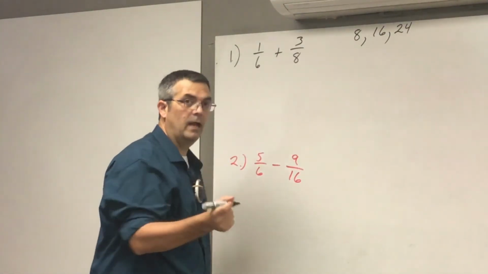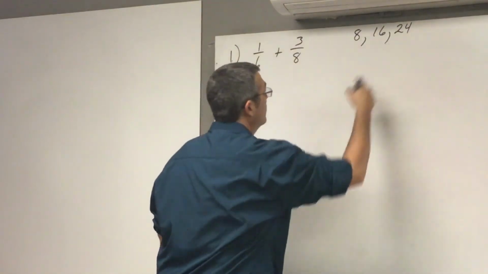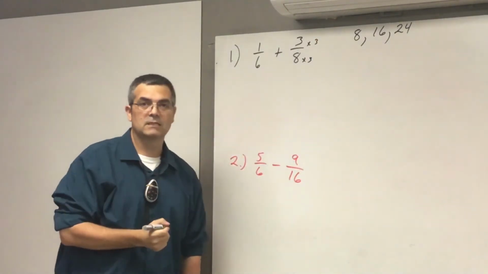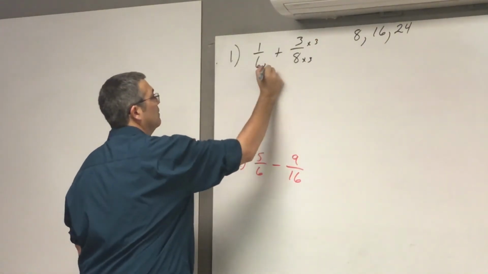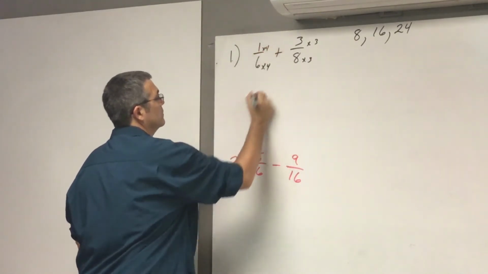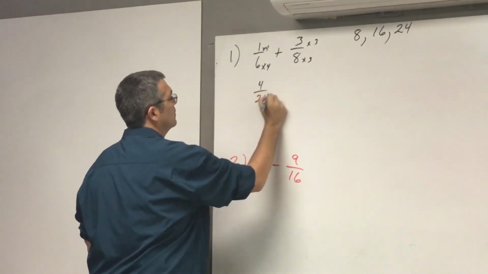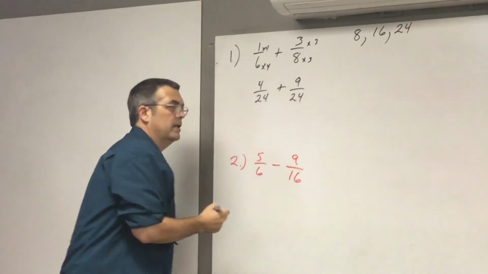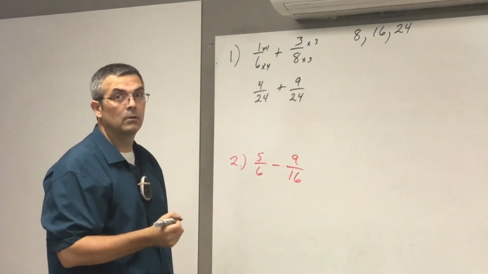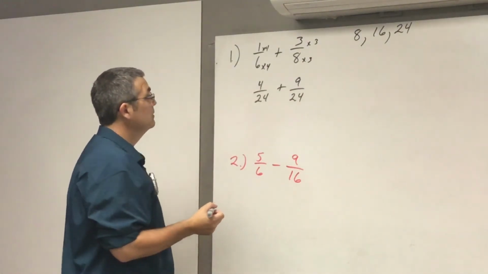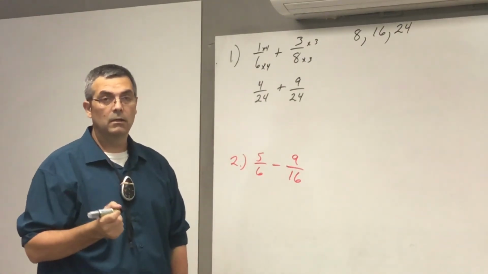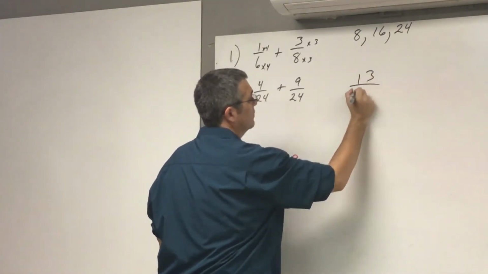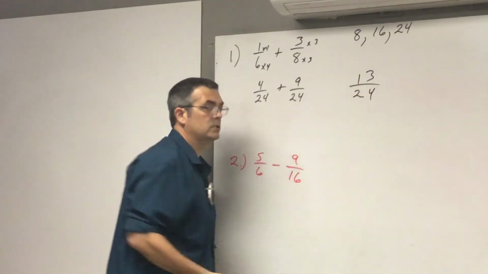Okay. Well, now I have that, right? So how many times did it go here? 3. So 8 times 3 is 24. And what can I multiply times 6 to get 24? Well, 4. So I have 4 over 24 plus 9 over 24. And now I get to add the top numbers together, the numerators. I just add the numerators together, and then I have my answer. 9, 10, 11, 12, 13. 13 over 24. That doesn't reduce.